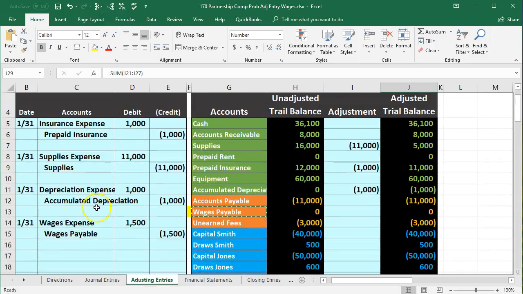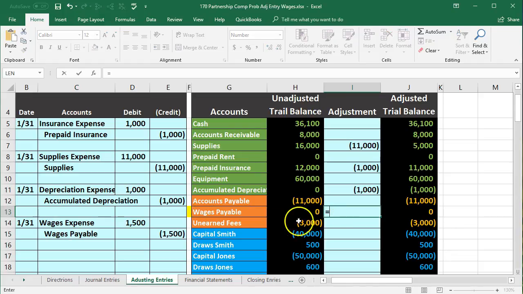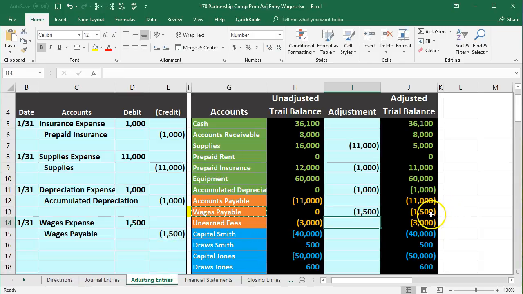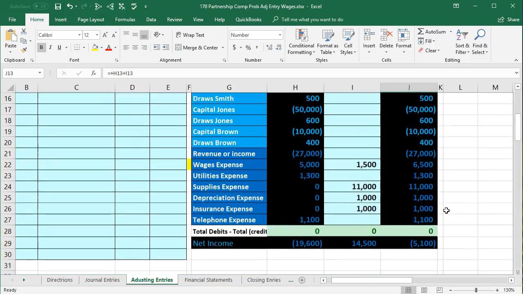Then we're going to post the other side, wages payable. Here it is on the trial balance. We're in the middle column in I-13 where we say equals, point to that 1,500, bringing the zero balance up to 1,500. So we have the liability and we have the expense.